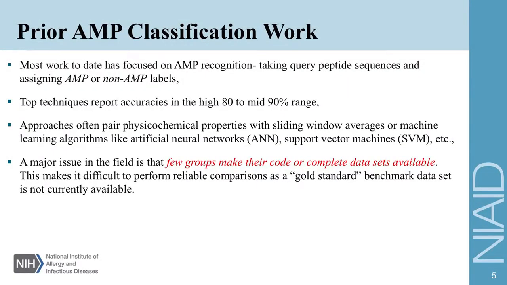So there's a lot of different prior work using computers to predict or classify if a peptide's an AMP or not. Generally speaking, people have used support vector machines, artificial neural networks, and traditional machine learning for this task. They're typically using things like sliding window averages of physical chemical properties, and by that I mean something like charge or hydrophobicity. But one issue that I often see again and again is a lot of people don't make their code or their full data sets available. That's getting a little bit better, but I think that's something the field needs to work on a lot.